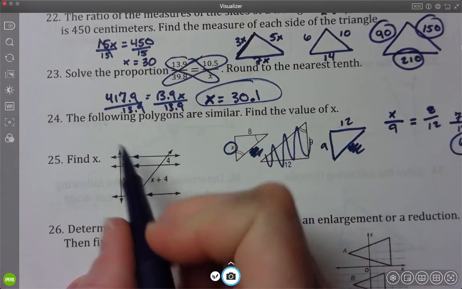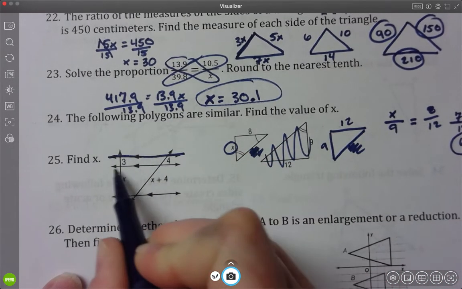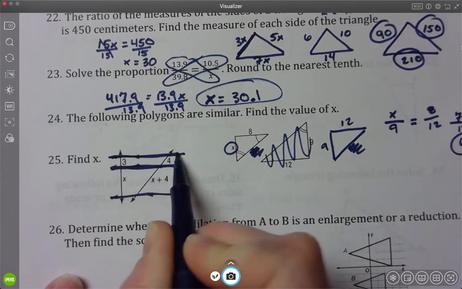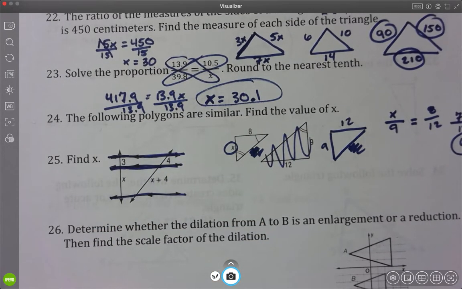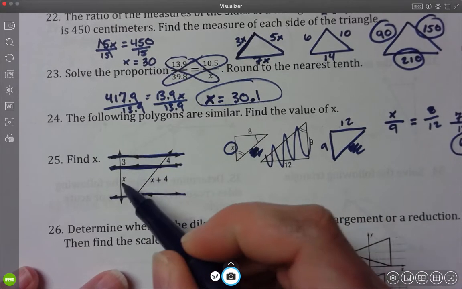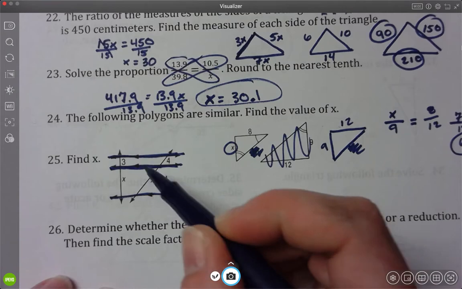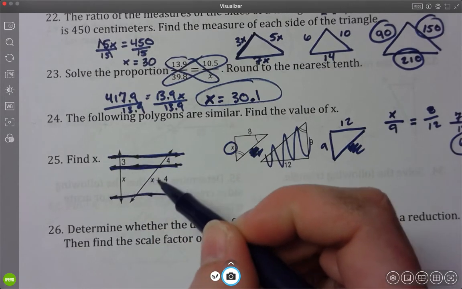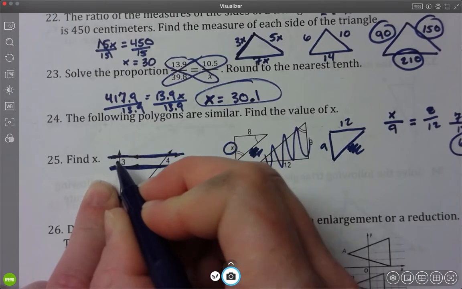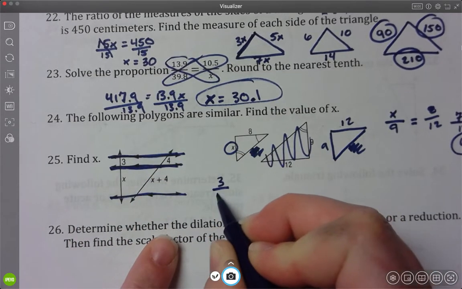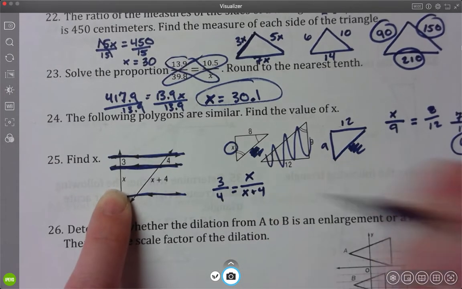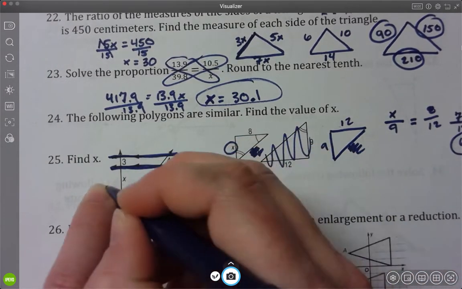Find x. It's really super important to note that these 3 lines are parallel to each other, because that's the only way that this will work. So what I can do is set up a proportion. I can either do 3 over 4 equals x over x plus 4, or I can do 3 over x equals 4 over x plus 4, any of those. Let's go left to right. We'll go 3 over 4 is equal to x over x plus 4. Left to right, left to right.